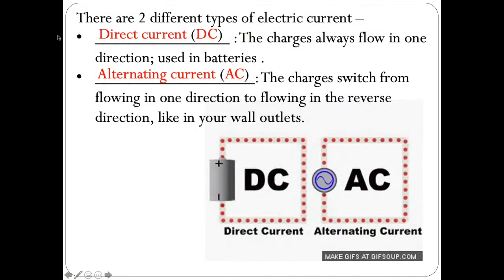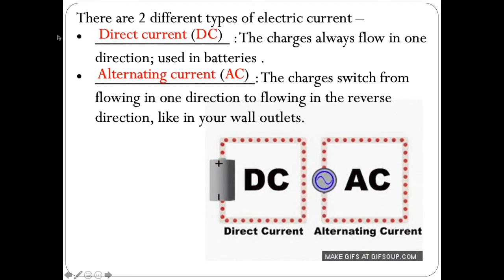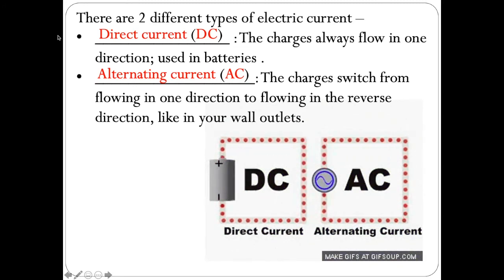Two different types of electric current. There's direct current, where the charges always flow in one direction. This is used in batteries. And alternating current. In alternating current, the charges switch from flowing in one direction to flowing in the reverse direction. This is what you have in your wall outlets coming into your home through the power lines. Alternating current is able to travel a lot farther, so it can get all the way from wherever the power plant is located to your town and to your house.